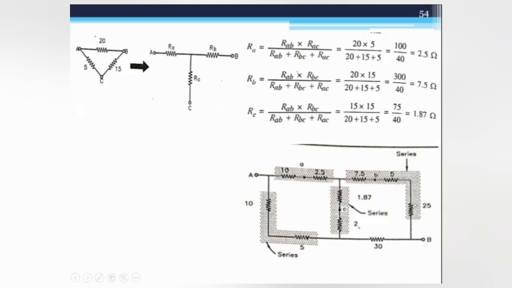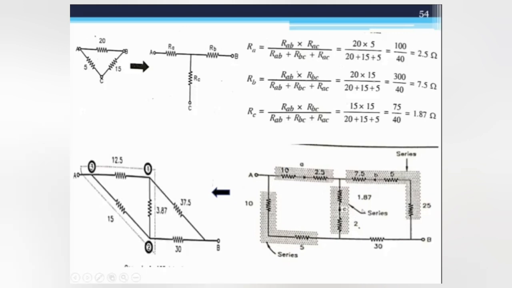This one is also series, not a parallel. 7.5, 5 and 25 are in series, right? And these two resistors, 10 and 5, are also in series. So this is 12.5. This one is 37.5. This one is 3.87 and this one is 15, right? So our circuit becomes like this one: 12.5, 15, 3.87, 37.5 and 30 is there.